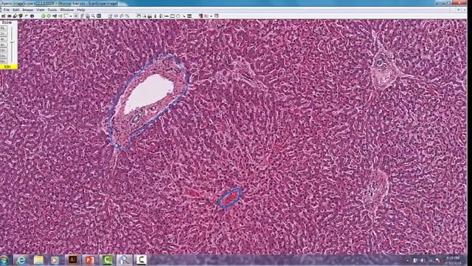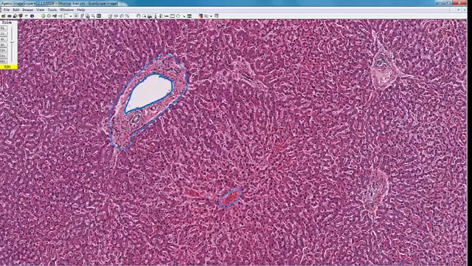Here is the portal vein. Here is the arteriole. Here is the bile duct. Remember from the drawing that the hepatocytes which surround the portal tract are called the limiting plate. I am outlining the limiting plate right now.